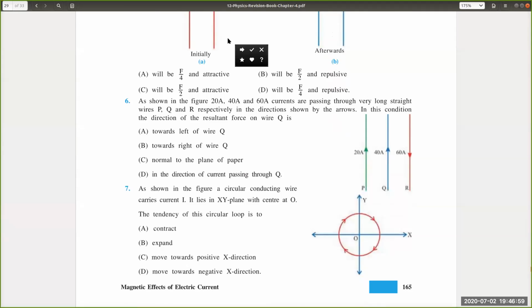As shown in the figure, a circular conducting wire carries current I. It lies in the XY plane with center at O. The tendency of this circular loop is to what? Just this I, no?